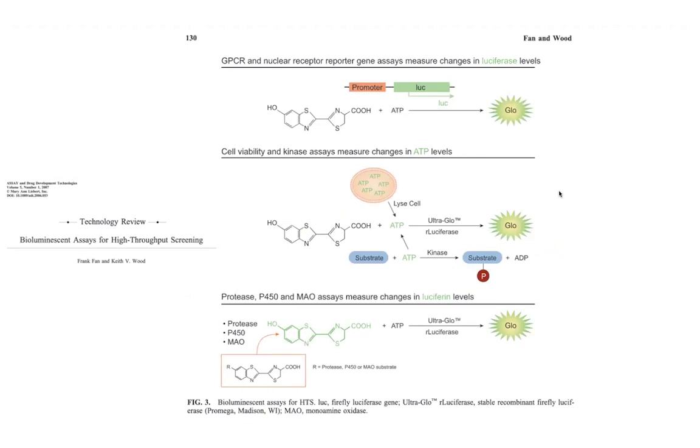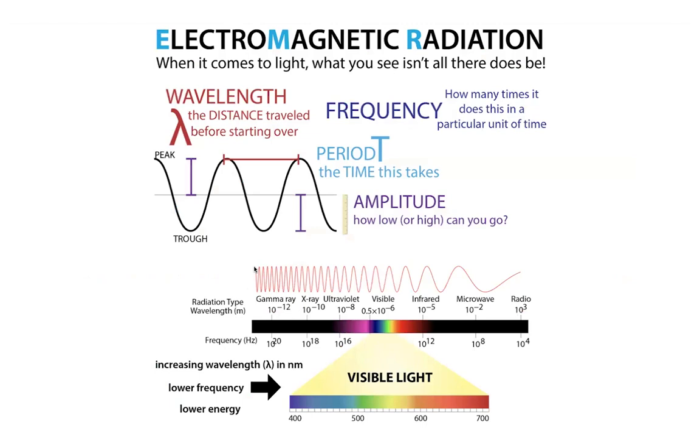But the bottom line is that you have some enzyme that's able to convert a non-luminescent thing into a luminescent thing, and then you see light. So as I mentioned, light is little packets of energy traveling in waves. And I was talking about different wavelengths. Well, the wavelength corresponds to how much energy is in those photons.